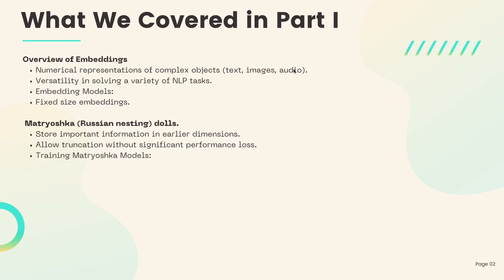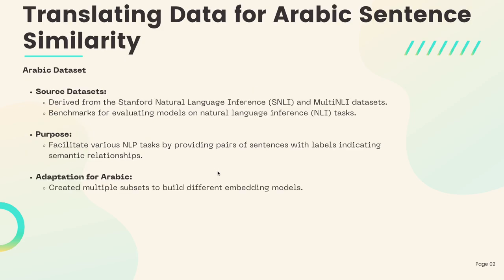We covered in part 1 some overview of embeddings, and we made a motivation for the next step, which is Matryoshka. We learned about how they store important information in the first dimensions, how they allow for truncation without significant performance loss, and how we can train these Matryoshka embedding models.